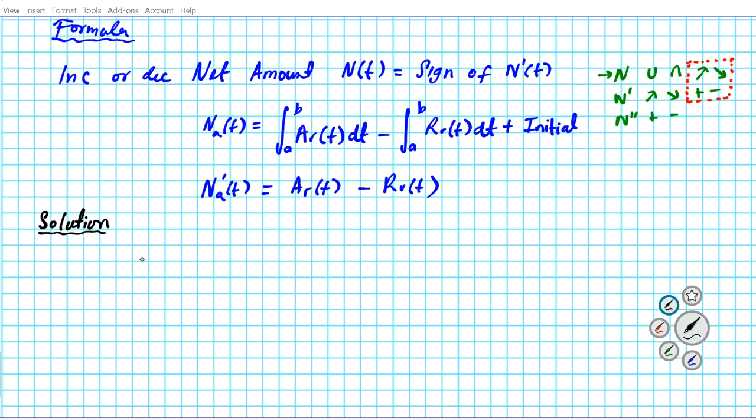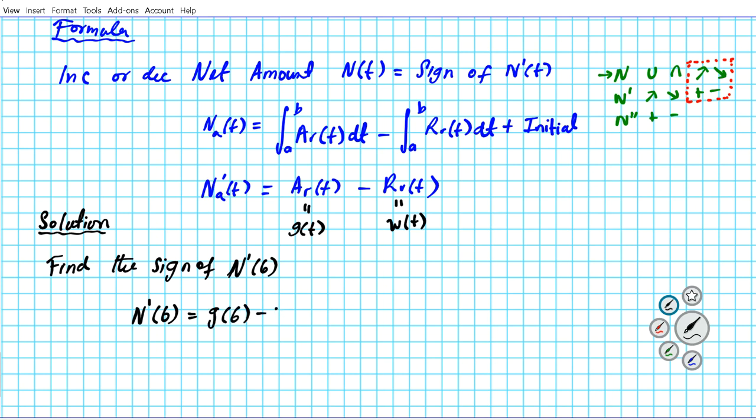So all we have to do in this particular problem is to find the sign of the net rate. Find the sign of N prime at the specific time, which is 6. What is the sign of the net rate at t equals 6? Okay, so N prime of 6 is basically going to be the add rate at 6 minus the removal rate at 6. We already know that the add rate is g of t, and the removal rate is the w of t function. So the net rate at 6 is going to be g evaluated at 6 minus w evaluated at 6. Okay, so you just use the table for g of 6. If you use your table, you get 18.3.